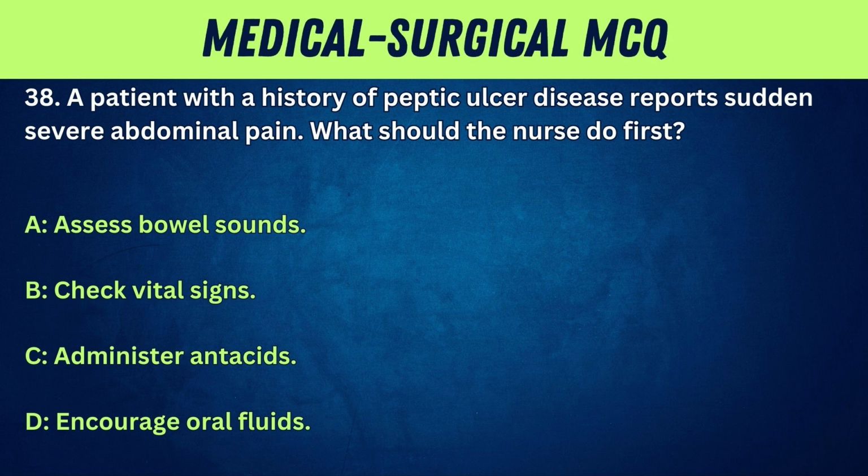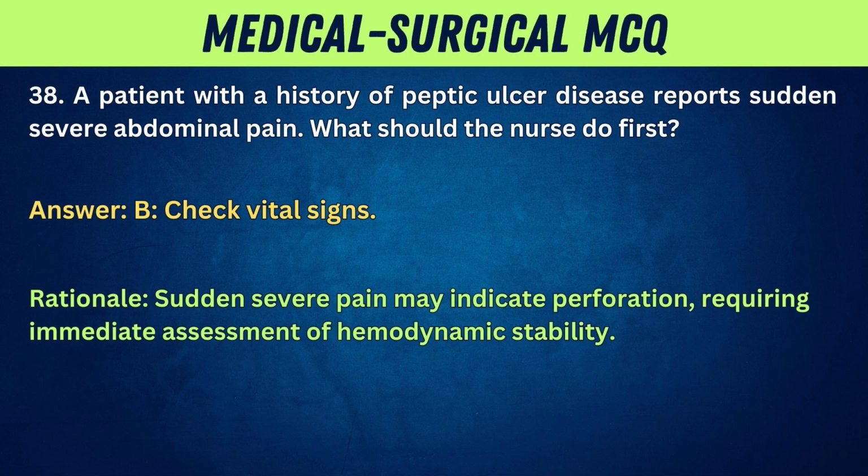38. A patient with a history of peptic ulcer disease reports sudden, severe abdominal pain. What should the nurse do first? A. Assess bowel sounds. B. Check vital signs. C. Administer antacids. D. Encourage oral fluids. Answer: B. Check vital signs. Rationale: Sudden severe pain may indicate perforation, requiring immediate assessment of hemodynamic stability.